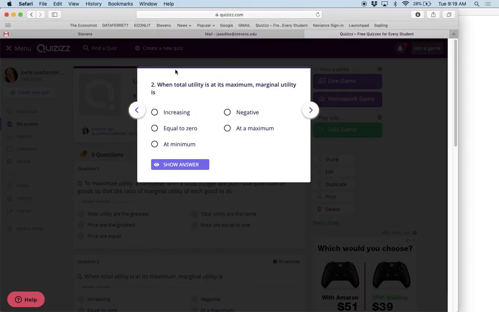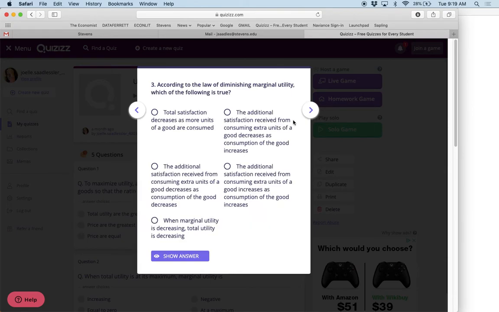When total utility is at its maximum, you're at the top of the mountain, marginal utility is equal to 0. Remember we said at the top of the mountain, marginal utility, the slope, is 0.